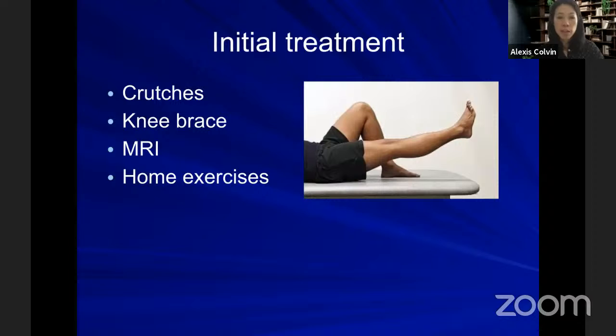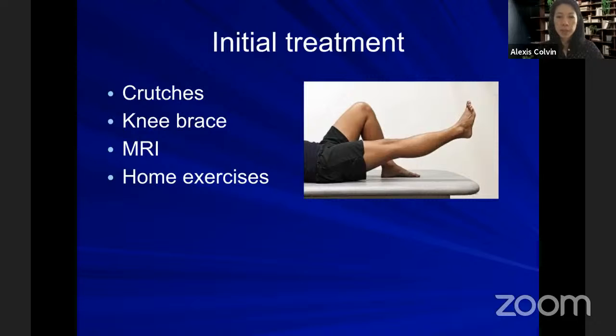So let's say you see this patient either in the emergency room or urgent care or in your office. What is the initial treatment that you're going to do? Well, we still don't know what they actually have torn, and they can't put weight on it. So the MRI, depending on what resources are available, can't always be done right away. But you know that the patient needs it because they had an injury and they can't do a lot of the things that you ask them to do in the office.